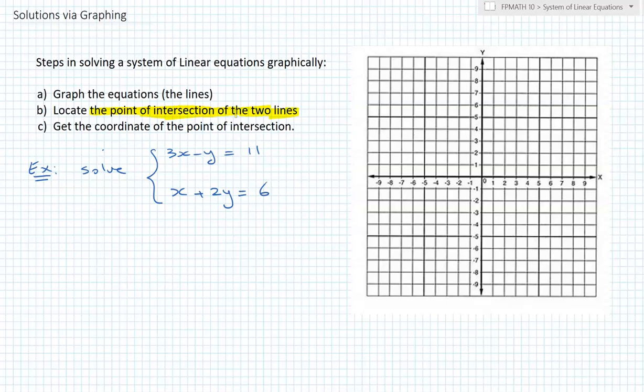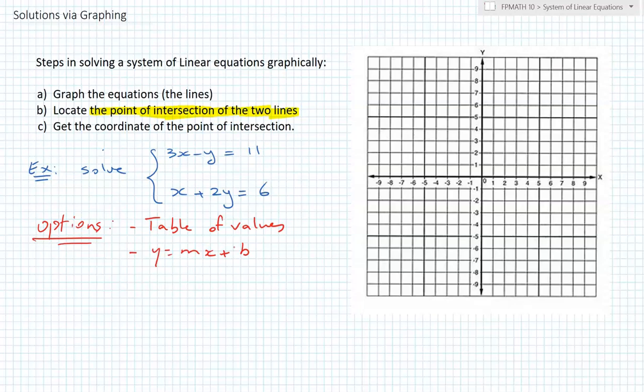Now here's the process. You have options for how to graph each of these lines. You can use a table of values. It's your choice, but you want to be efficient. You can also use the equation in a y equals mx plus b format, so use the slope and the y-intercept. If it is written in slope-intercept form, then it makes sense that you just graph that quickly. And those are the two main options.